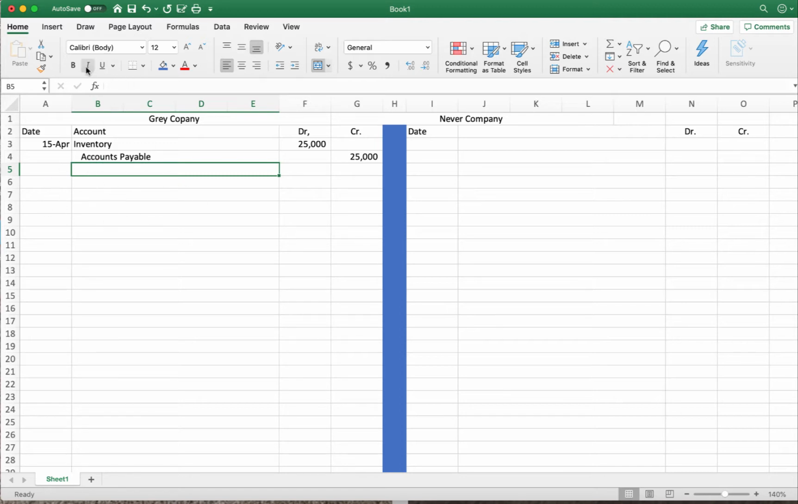What happened here? Well, I'm going to italicize it because I like to just make it look different, right? And I'm going to say bought. I know that's not how you spell bought, but that's what we're going with. Bought merch on account, Never Company. And I'm going to put in 2/10 net 30. Okay? So I know I put enough information in here that if I have to go back and find some details, it's there right in my ledger. Okay?